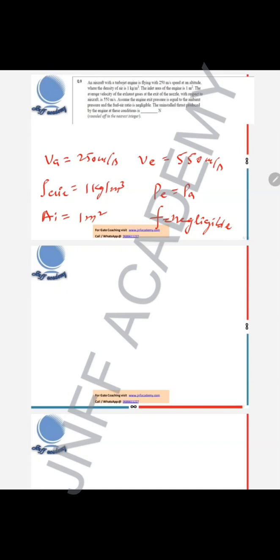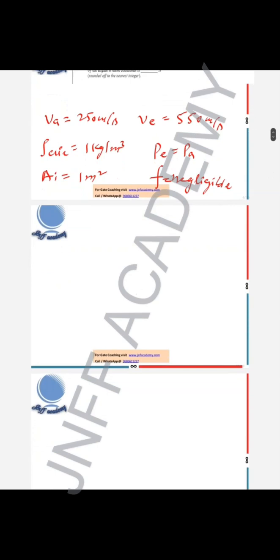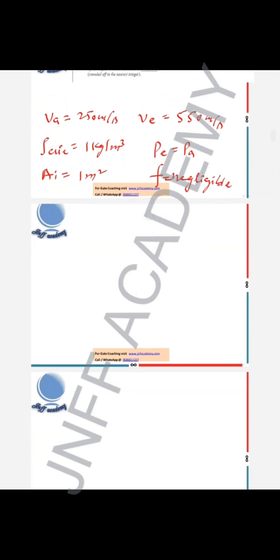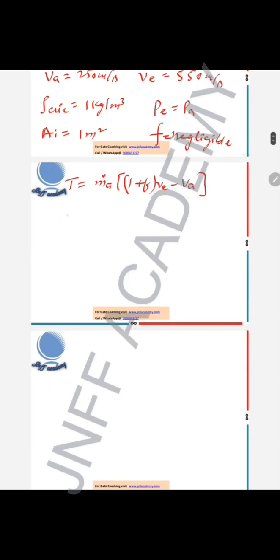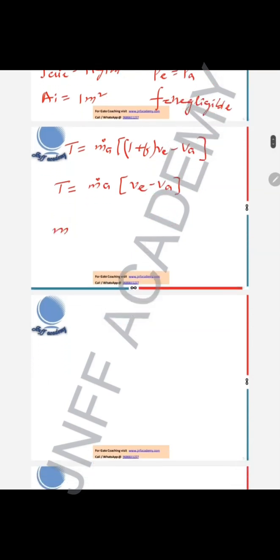Now what we need to find? The uninstalled thrust produced by the engine at this condition, in Newton we need to find, rounded off to the nearest integer. The thrust we need to find. Thrust T is equal to, we know, m dot a (1 plus f) V exit minus V ambient. Since P exit is equal to P ambient, pressure thrust is neglected. Thrust T is equal to m dot a, since f is also negligible, (V exit minus V ambient). We don't know m dot a. Let us first find m dot a.